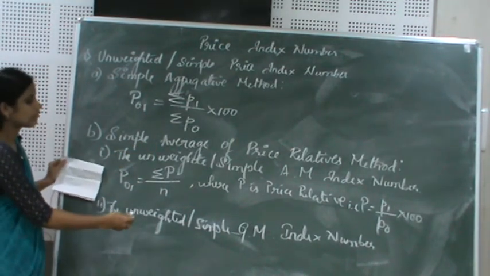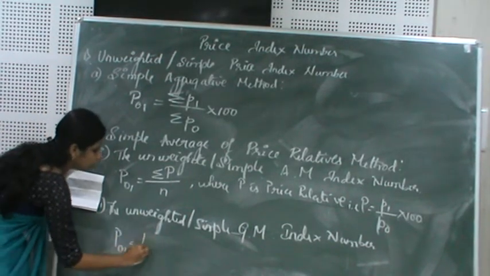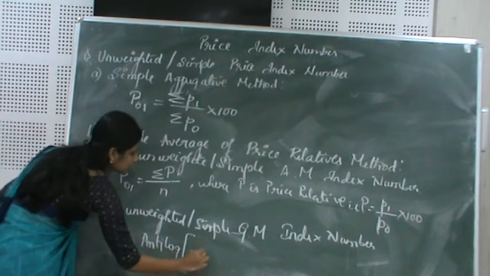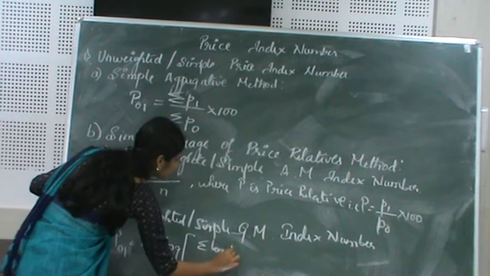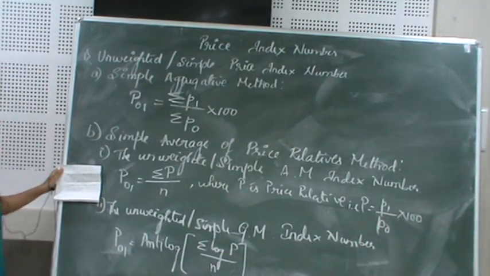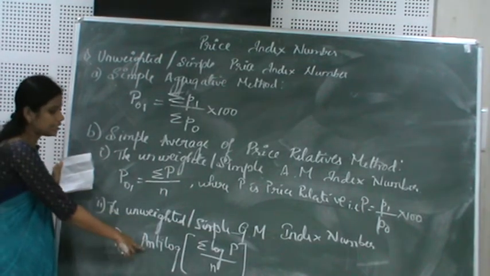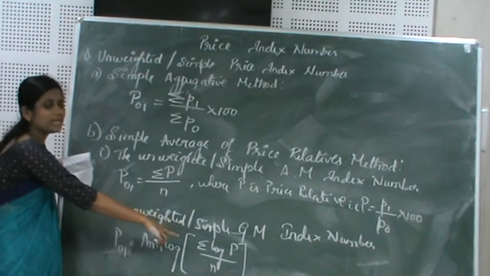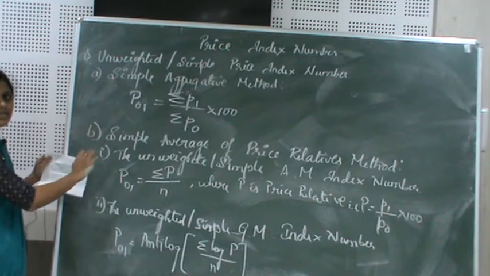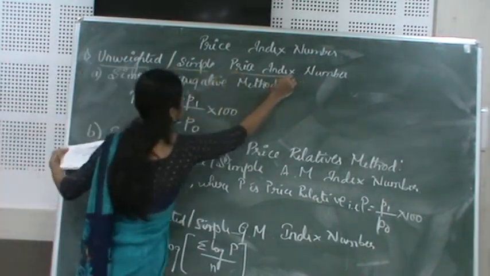Now what is the formula for simple geometric mean index number? The formula is P01 is equal to antilog of summation log P divided by n. This is the formula of simple geometric mean index number. So these are the methods of constructing price index number under unweighted or simple price index number.